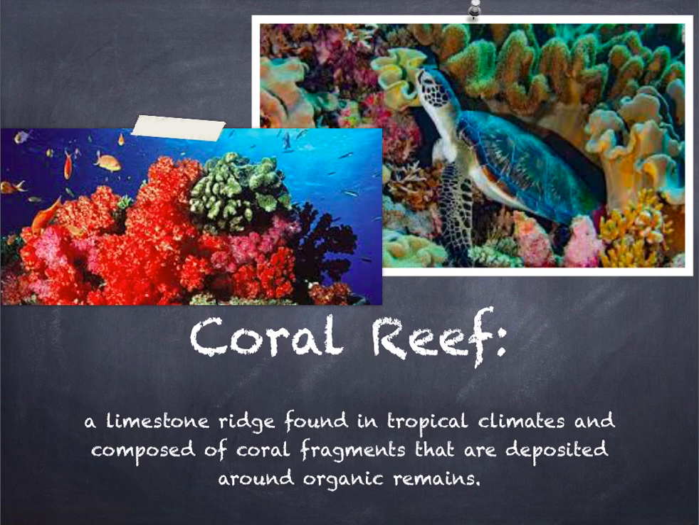The next vocab word we have is a coral reef. I think everybody knows what a coral reef is, but we're going to learn a lot more about coral reefs and how we might be affecting them in this unit. This is a limestone ridge found in tropical climates and composed of coral fragments that are deposited around organic remains. These corals are living and they provide habitat for a very broad range of biodiversity in our ocean systems. We'll talk much more about that later in our unit.